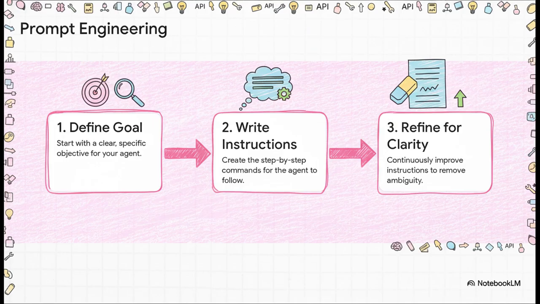Now this process of writing instructions, it has a fancy name, prompt engineering. But please don't let that term scare you off. It really just boils down to three simple steps. First, you define a super clear goal. Second, you write out the specific instructions to get there. And third, you just keep refining those instructions until they are crystal clear. That's it. That's the core of it.